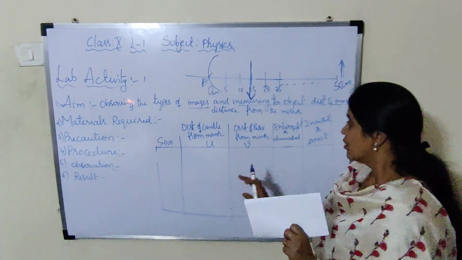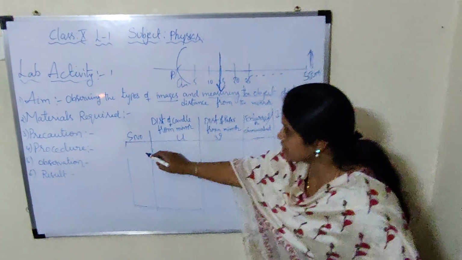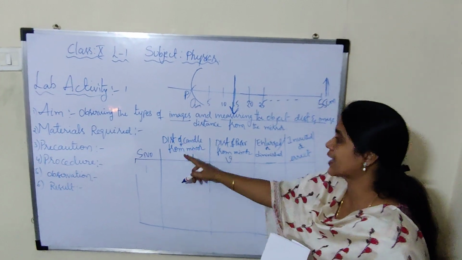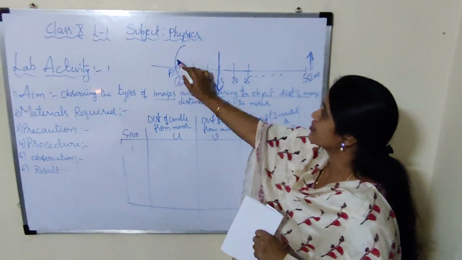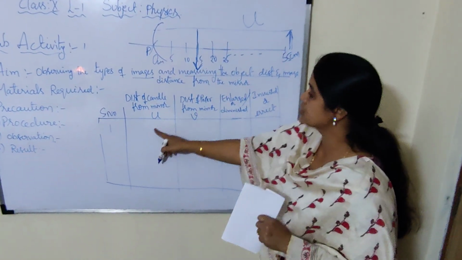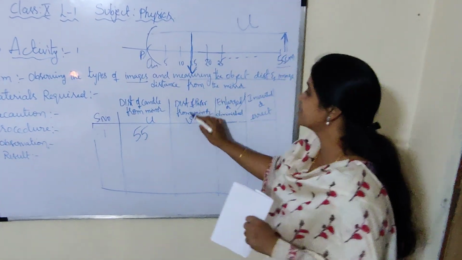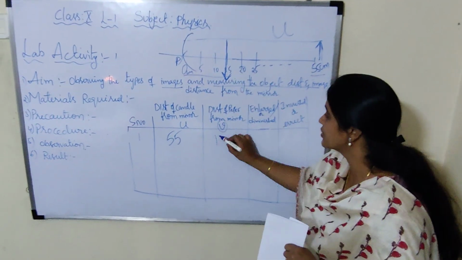So by using this table we have to write down the values. First serial number, first observation. What is this? Distance of the candle from the mirror. So from P to this distance is known as U. So note down this U. U is how much? 55 centimeters. And the image distance, we got it at 15 centimeters.